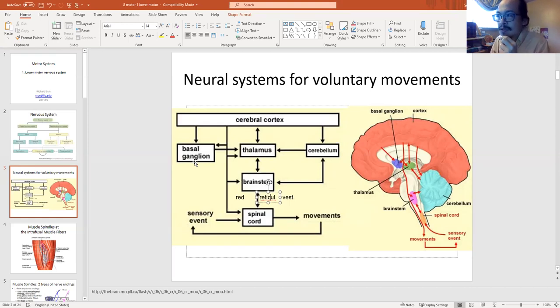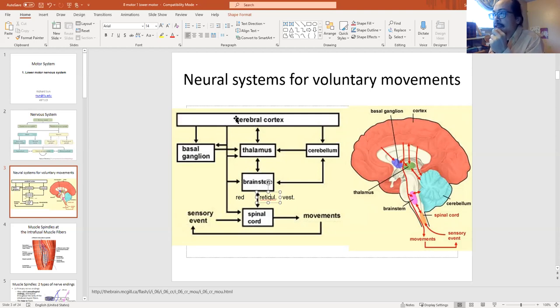And any damage to that will affect the movement. Any changes here, for example, addiction. The basal ganglia is also involved in the reward circuit. So any movements that lead to pleasure will tend to influence this calculation and make these people tend to do that movement even more. So that is the foundation of addiction right here. So that's that. So that's these circuits.